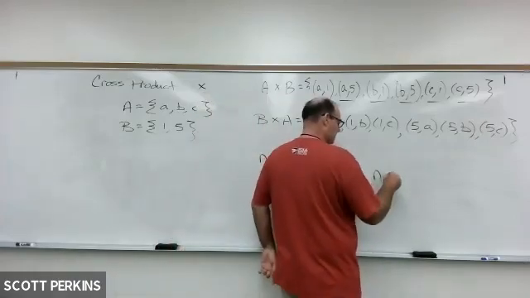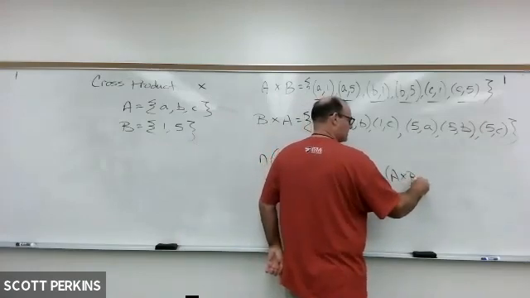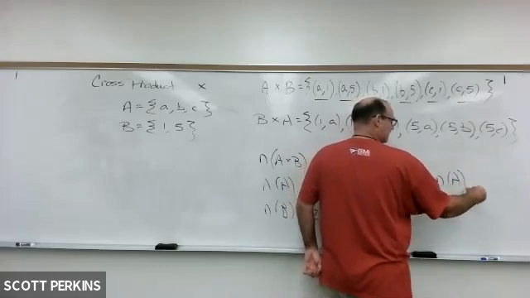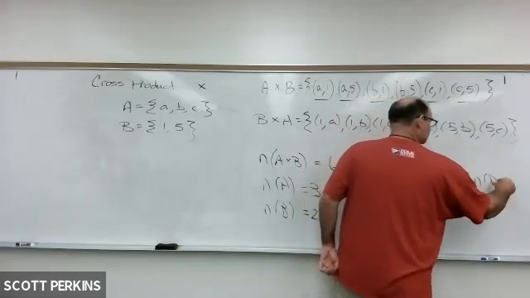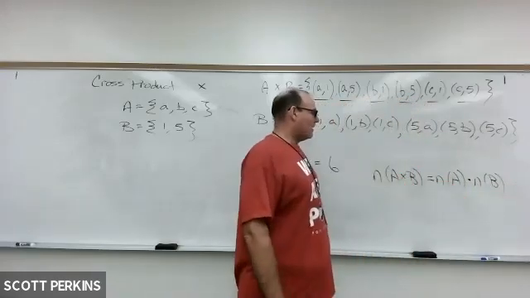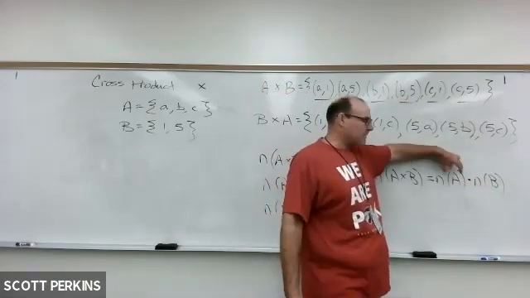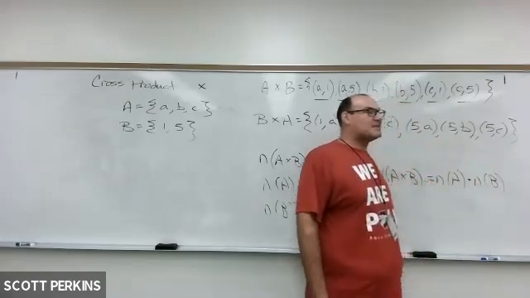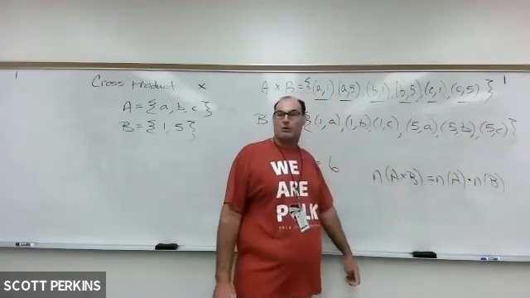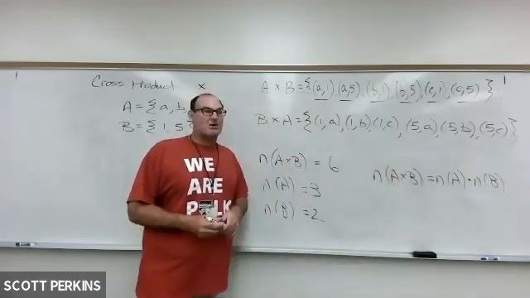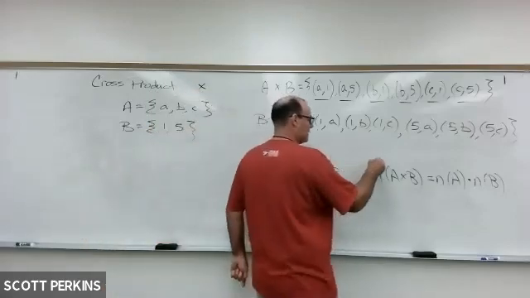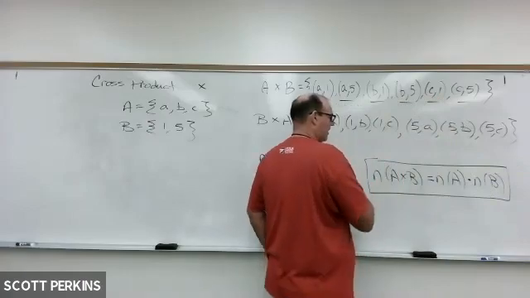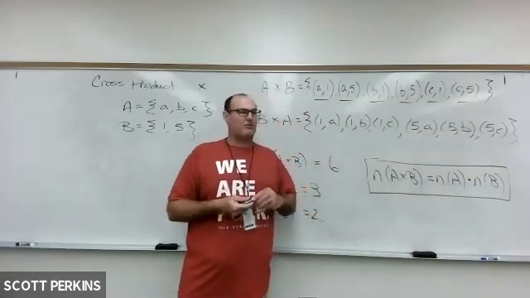The number of elements in your cross product is going to be equal to the number of elements in the first set times the number of elements in the second set. You just told me that the number of elements in A was 3, the number of elements in B was 2. 3 times 2 gave me 6, which was how many ordered pairs we have. And that's always true. So this is a good little principle that will help you. And there'll be a couple of problems in the homework asking you to get familiar with that.